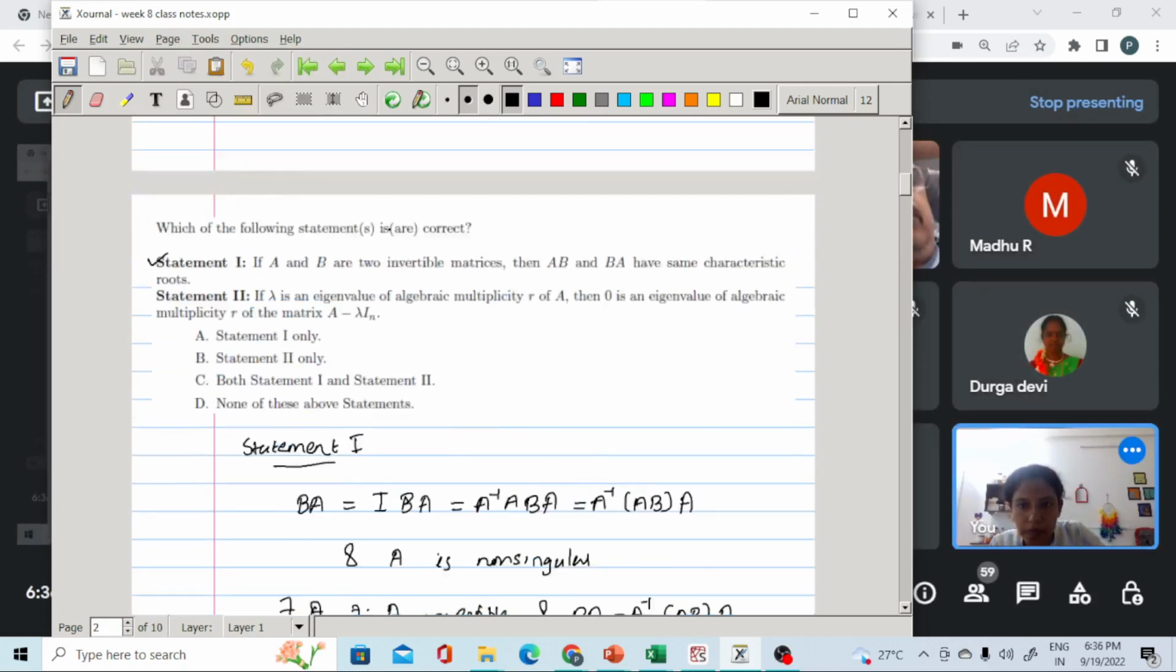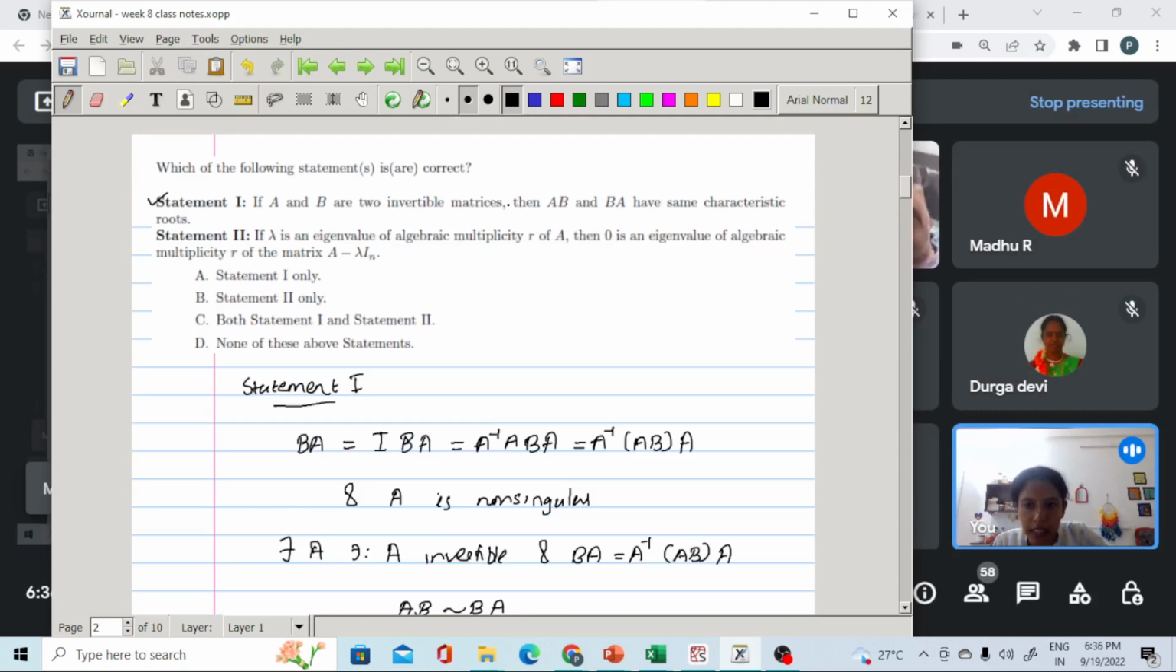Here the statement is, if lambda is an eigenvalue of algebraic multiplicity r of the matrix A, then we need to prove that 0 is an eigenvalue of algebraic multiplicity r of A minus lambda I. So the question is whether this is true or false. What is your guess, can it be true or not?